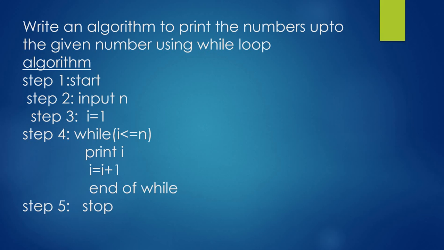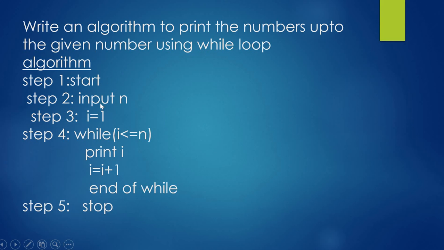Then what is the meaning of that question? Suppose one number is 10. If we give the number 10, we need to print 1 to 10. If you give 20, we need to print 1 to 20. If you give 50, we need to print 1 to 50. Then how to print? We need to input one number, and up to that number, we need to print the numbers.